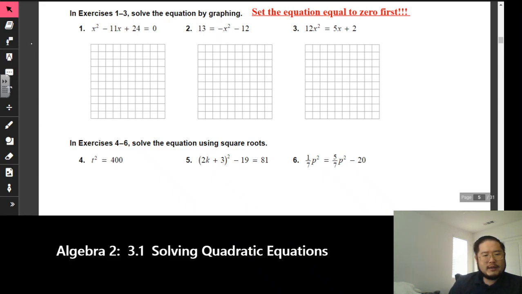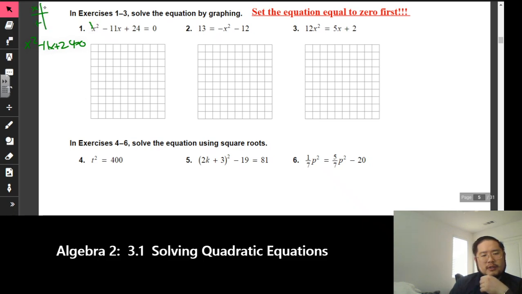So on number 1, if we take a look at the equation, it's already set equal to 0. So pretty much what we have to do, instead of just randomly choosing numbers, is figure out what numbers to choose and where it crosses the x-axis. The first thing that you should do is remember, in order to factor a trinomial, especially if the a term is 1, what are factors of 24?